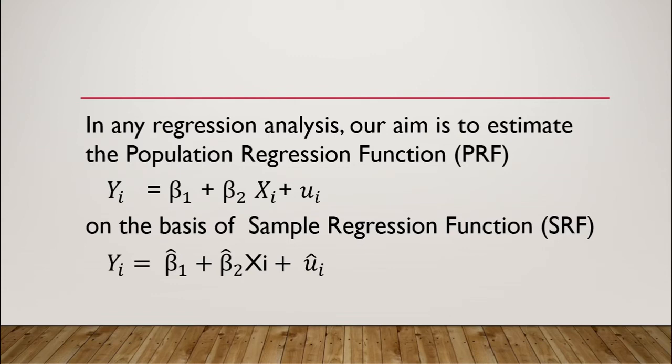So, the sample regression function is this: Yi is equal to beta 1 hat plus beta 2 hat Xi plus ui hat, where beta 1 hat is an estimator of the true population parameter beta 1, and beta 2 hat is an estimator of the true population parameter beta 2.